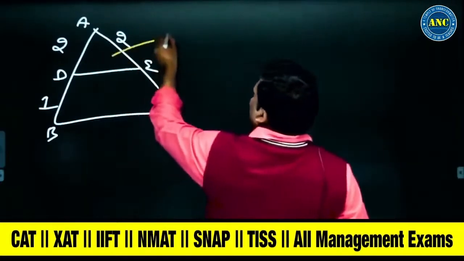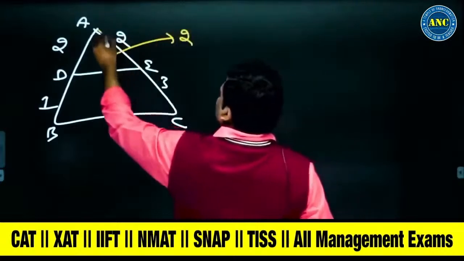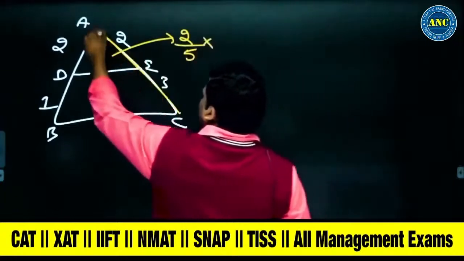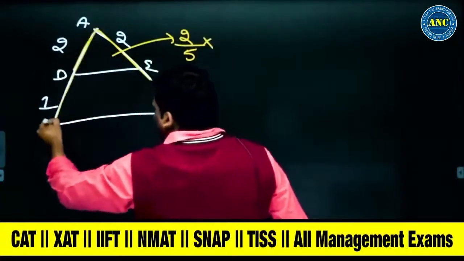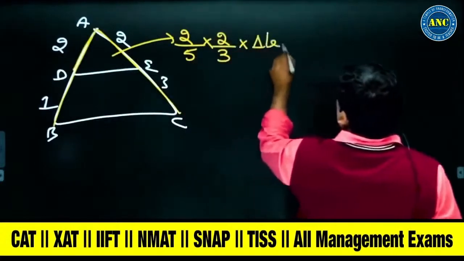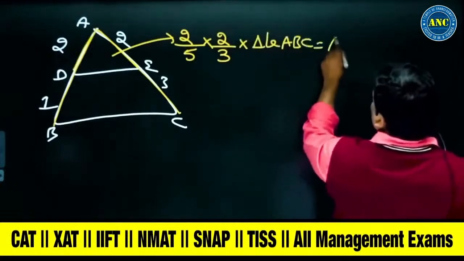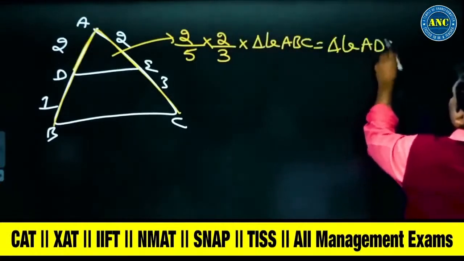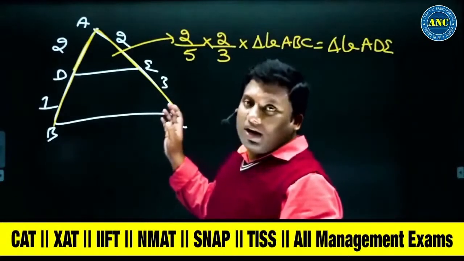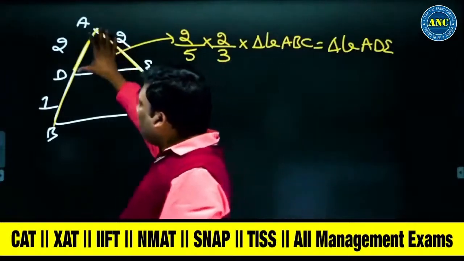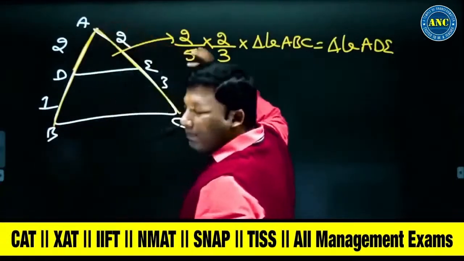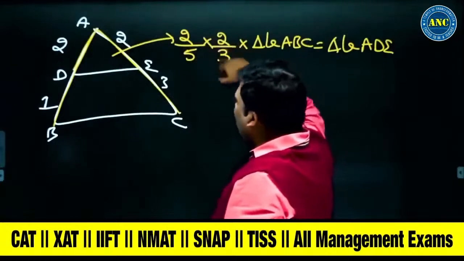I want this area. This is 2 parts divided by the total, 5 parts. And this is 2 parts out of total 3 parts, so 2/3, into area of triangle ABC. It is equivalent to area of triangle ADE. Very, very easy. That is what exactly we did by using half into product of sides into sine of the angle. 2 parts out of 3 parts, 2 parts out of 5 parts, so 2/5 into 2/3.